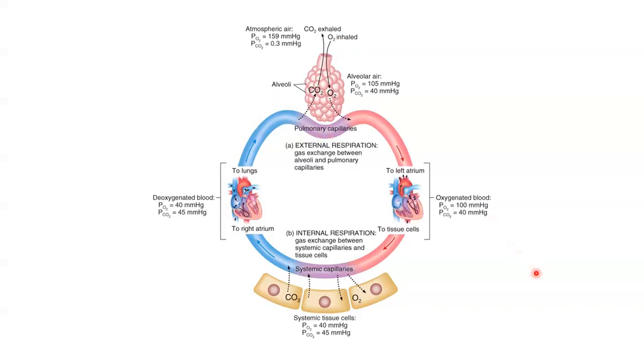Now, I just want to point out here that the partial pressures of oxygen and carbon dioxide that we have provided on this image are an example of partial pressures at rest. So, of course, when someone is exercising or being active, the oxygen requirements of the cells will increase, as does the production of carbon dioxide. Therefore, when we are exercising, the difference between the partial pressure of oxygen and carbon dioxide in the air in the alveoli and the pulmonary capillaries, and then between the blood in the systemic capillaries and the tissue cells will be even greater, and therefore diffusion will occur at a faster rate.